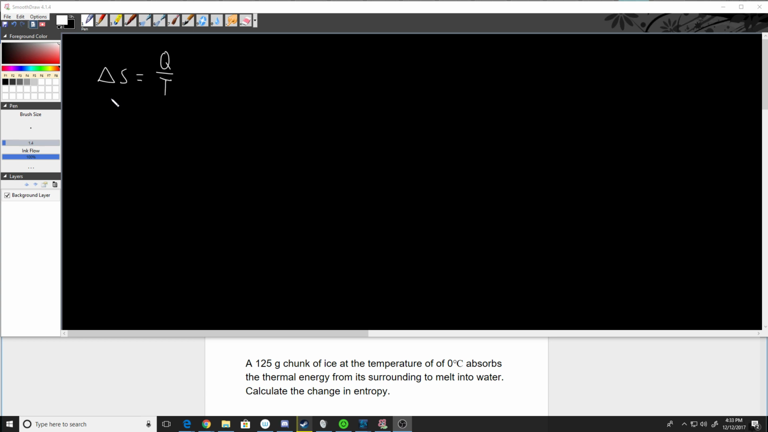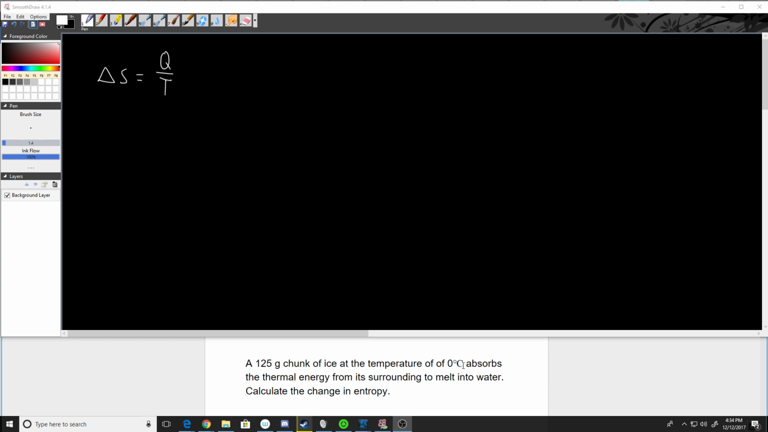So let's take this equation and put it to use. Down at the bottom of the screen, we have this question: a 125 gram chunk of ice at the temperature of 0 degrees Celsius absorbs thermal energy from its surroundings to melt into water. We want to calculate the change in entropy. Based upon the change of entropy equation, I need heat energy and I need temperature. In this case, the heat energy isn't given in the question, but temperature is.